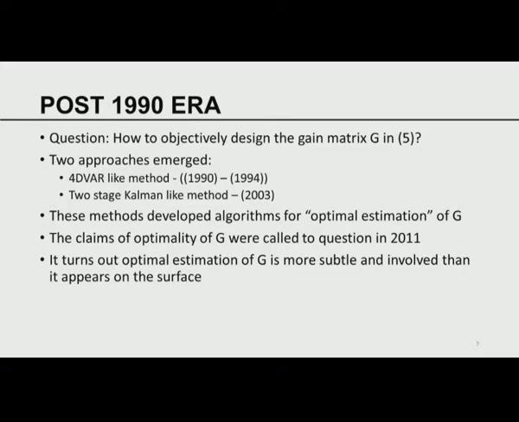Around the turn of 1990, the emphasis shifted towards trying to objectively design the gain matrix that essentially dictates the amount of forcing applied to the model equations. So two approaches emerged within this quest for an optimal approach to the design of the gain matrix. One is the 4D-Var like methods.